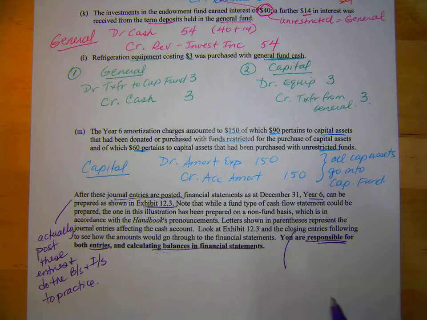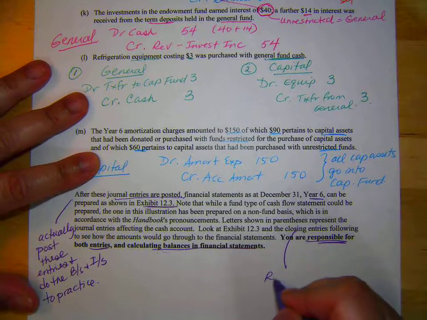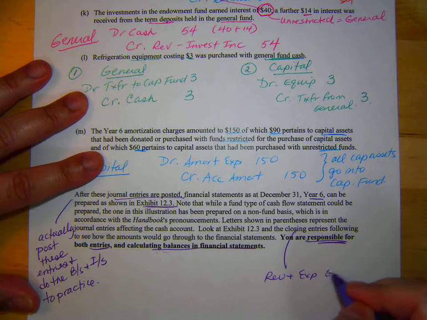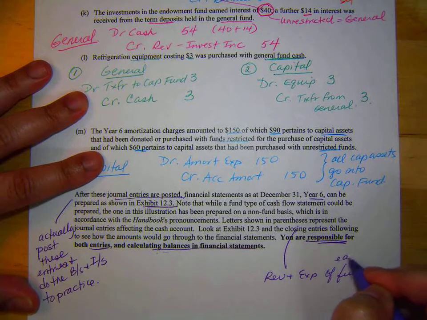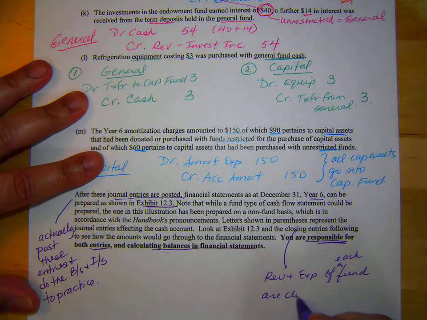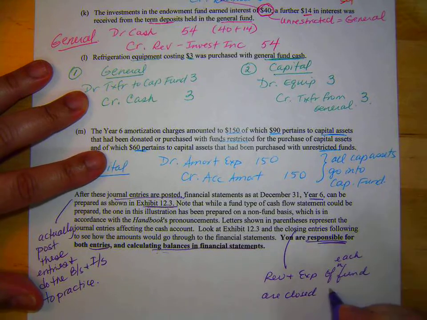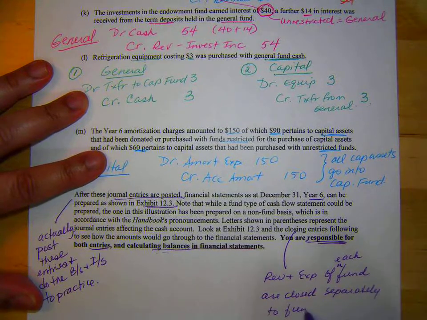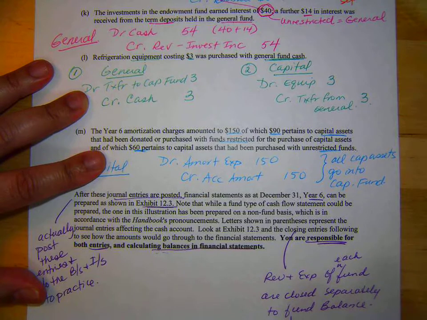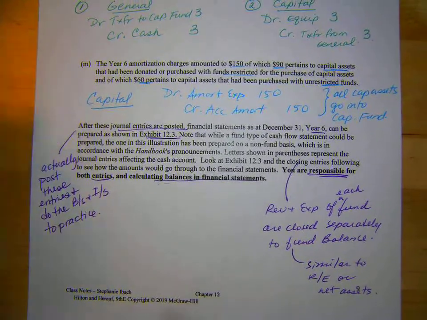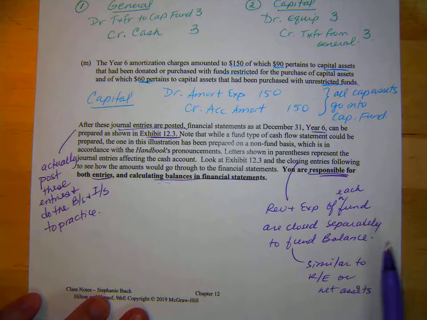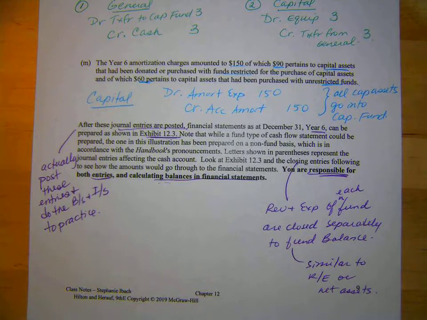Closing entries, just so you know, revenue and expenses of each fund are closed separately to the fund balance, similar to retained earnings or net assets. Oh, sorry, should have moved that up. So, revenue and expenses are closed separately to the fund balance, similar to retained earnings or net assets.